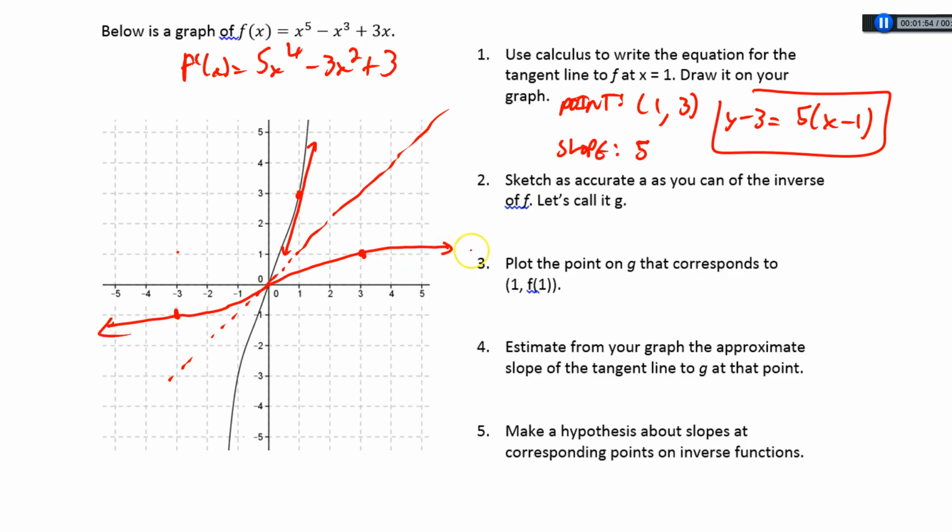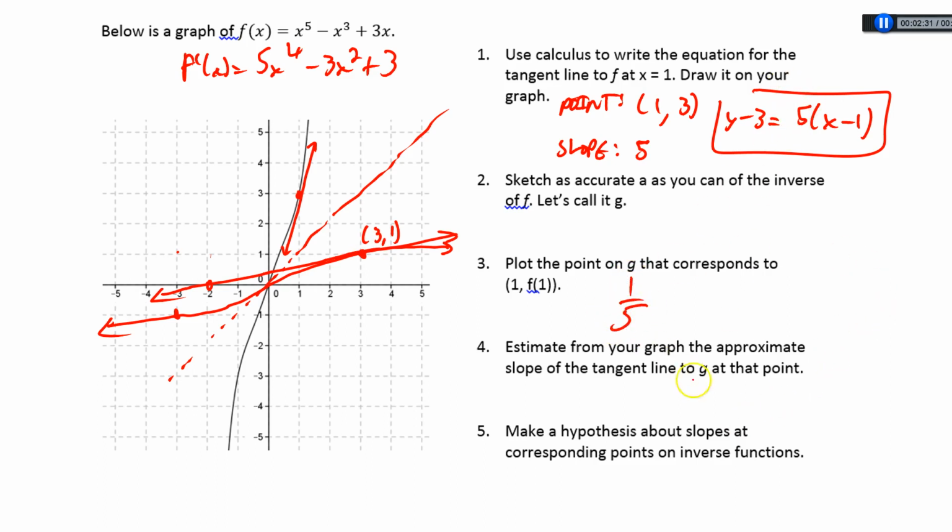There we go. Okay. And now what they want us to do is to plot the point on g that corresponds to 1, f of 1. So 1, 3 turns into a buddy point over here at 3, 1. Now what they want us to do is to approximate the slope of the tangent line at that point. Well, if we draw in that tangent line, something like that. And they want us to approximate the slope. Well, if we want to do rise over run, it looks like it's positive for sure. Looks like it goes to this point. So we rise 1 and run 1, 2, 3, 4, 5. So maybe about 1/5.